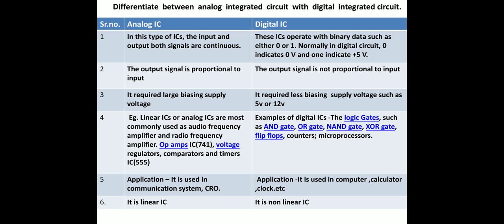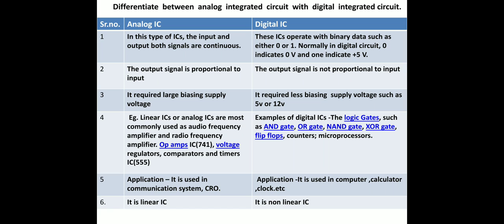In an analog IC, the output signal is proportional to the input. In a digital IC, the output signal is not proportional to the input; the output is only available in the form of 0 or 1. An analog IC requires a large biasing supply voltage. A digital IC requires a lower biasing supply voltage such as 5 volt or 12 volt.